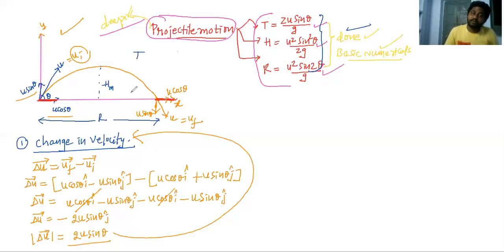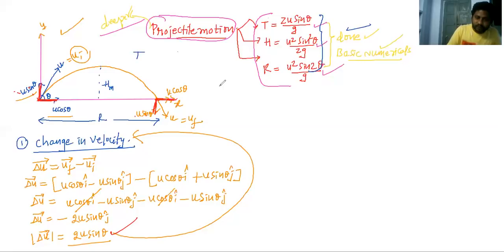And for the y component, one is u sin theta, the other one is u sin theta, but you can see the direction is reversed. So when you are finding the change in velocity, these two components will be added up. We have done basic-level numericals based on this in motion in a straight line. Clear? Now finally, it's 2u sin theta. U sin theta, u sin theta: as both are in opposite directions, they will just add.